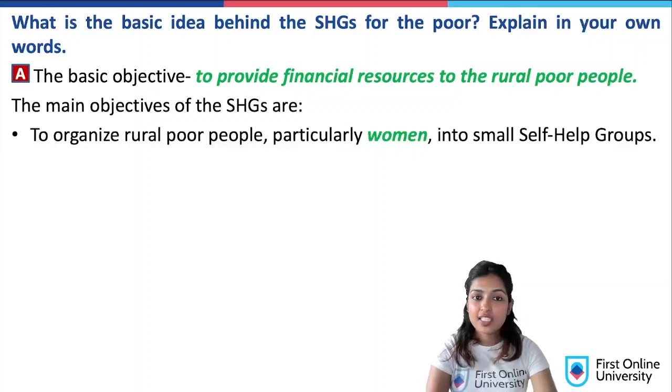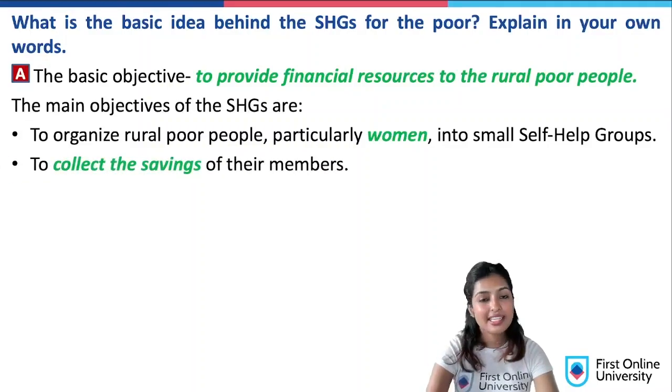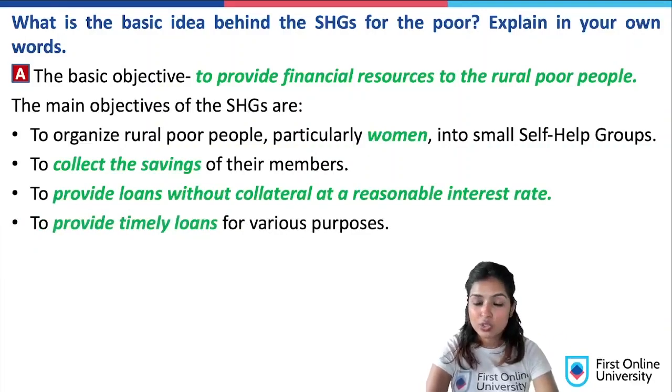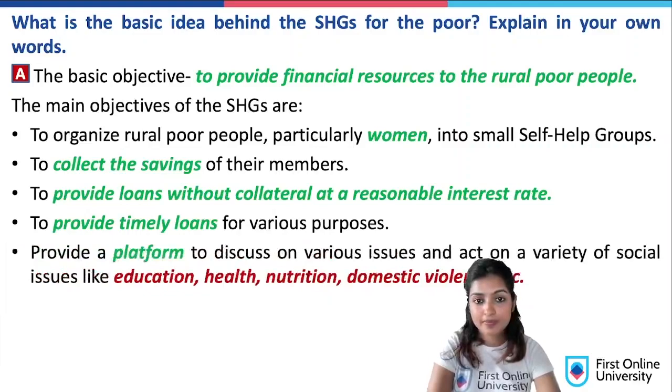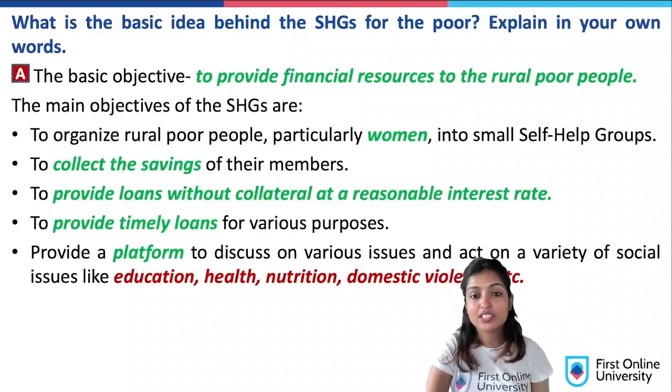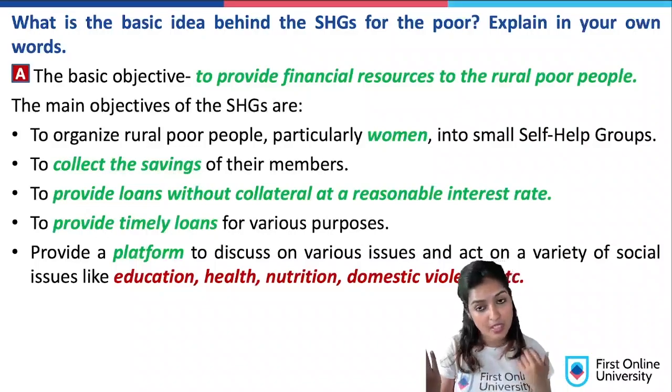The main objectives are to organize rural people, particularly women, into groups, and they collect the savings of the different members in that group, and they provide loans without collateral at a reasonable interest rate. They also provide timely loans, and they are very disciplined in collecting back the loan in time. It also provides a platform for women to talk about the different problems that they face in their day-to-day life, such as education, health, nutrition, domestic violence. So these can be discussed, and a very good way forward can be brought in as an outcome.